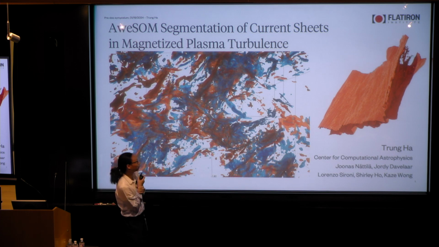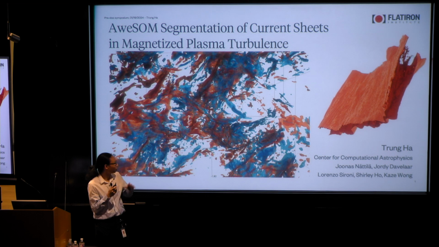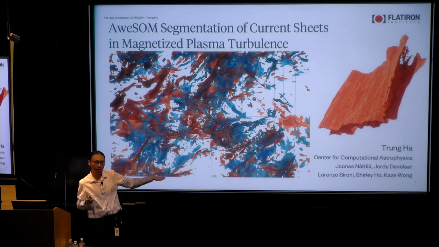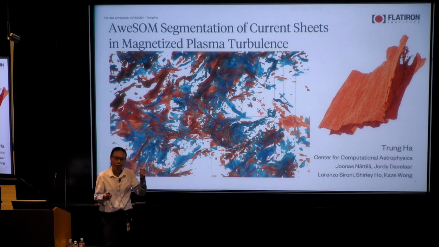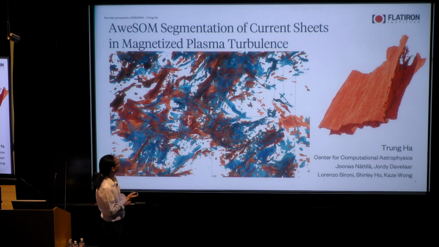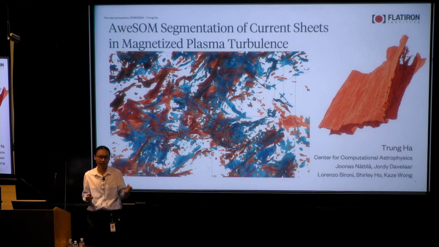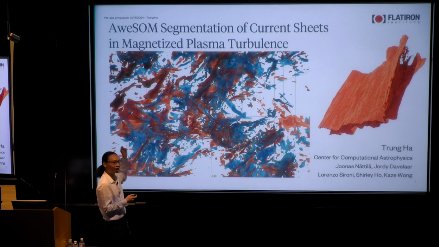Okay. Hello, everyone. My name is Trung Ha. Before I get started, I would like to say thank you to my supervisors, Jonas and Jordi. And I'd also like to thank Lorenzo, Shirley, and Case, who have spent a decent amount of time helping me with this project. The title of my talk is Awesome Segmentation of Current Sheets in Magnetized Plasma Turbulence, and I will explain to you what awesome means in just a second.